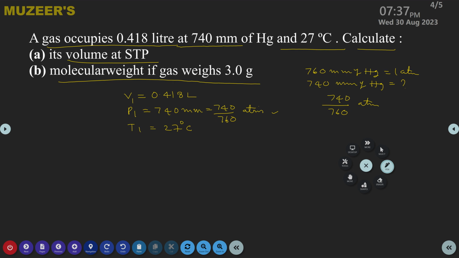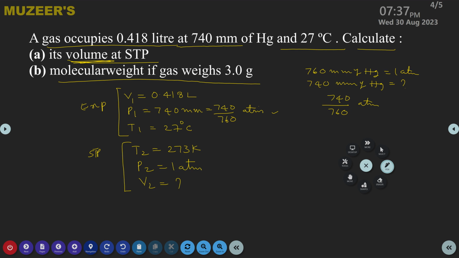See here, these are experimental conditions. STP conditions. What are STP conditions? Temperature T2 is equal to 273 kelvins. Pressure P2 is equal to 1 atmosphere. And we have to find the volume at STP. V2 is equal to how much? So these are STP conditions.